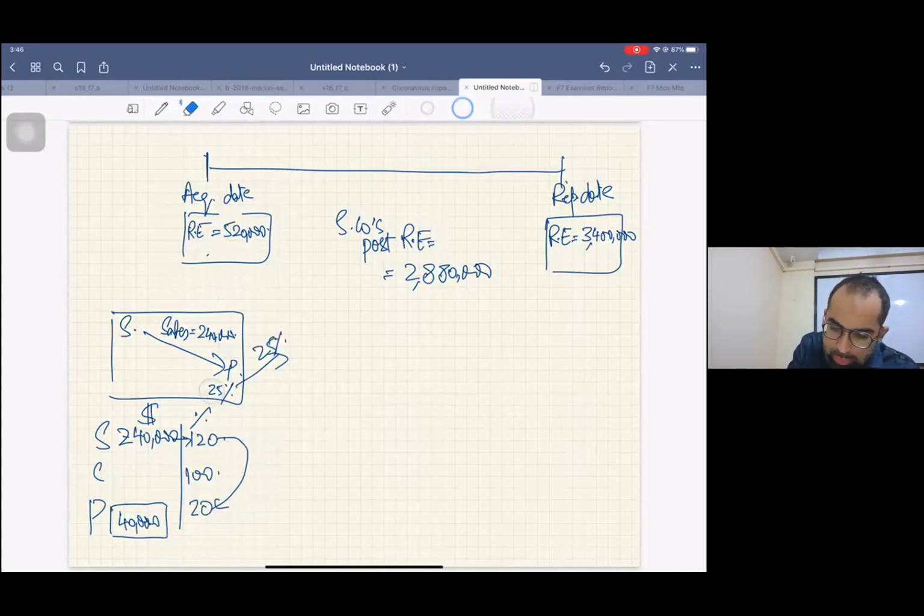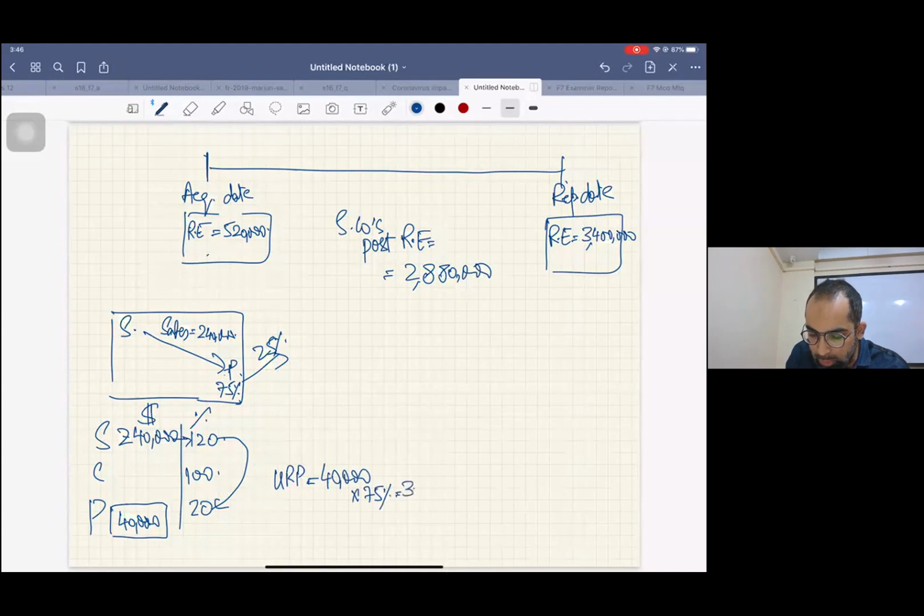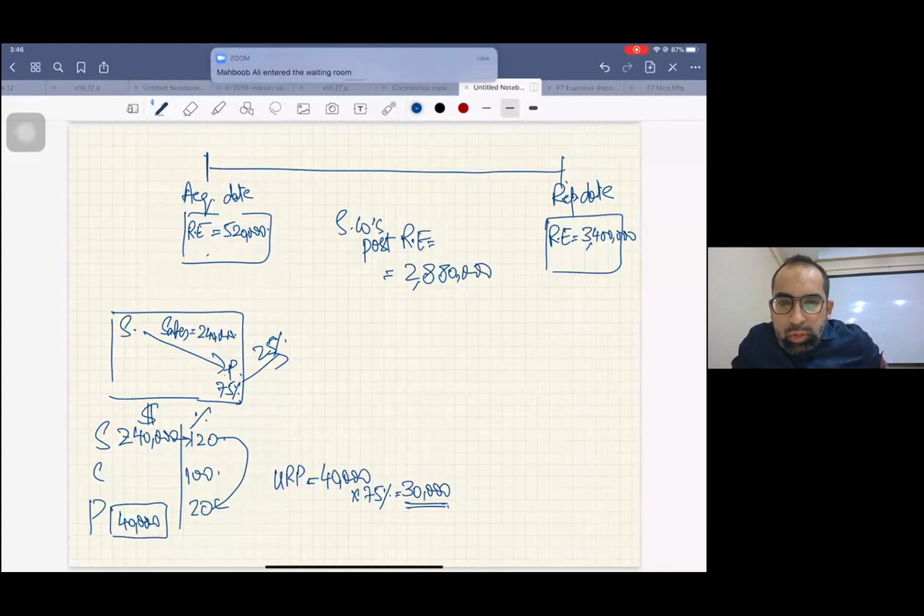That means unsold goods are 75%, or 3/4 are unsold. So how are you going to calculate URP? URP is total profit 40,000 times 75%, which is equal to 30,000. This is your URP. You have done till URP. URP is 30,000. Now use your brain, little brain.